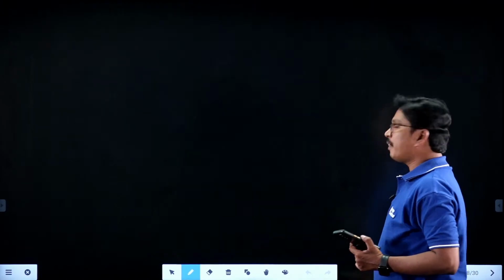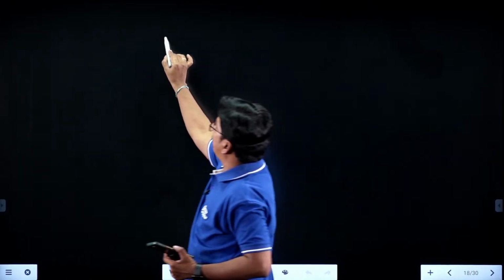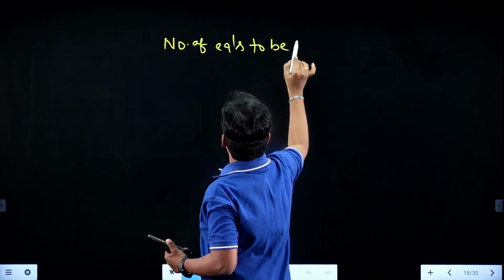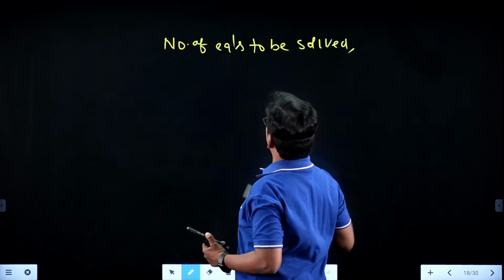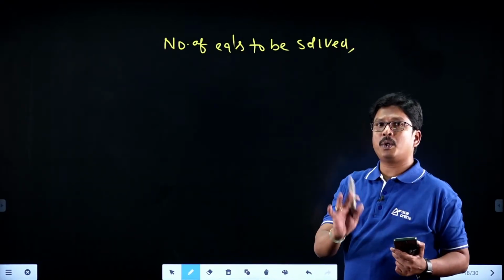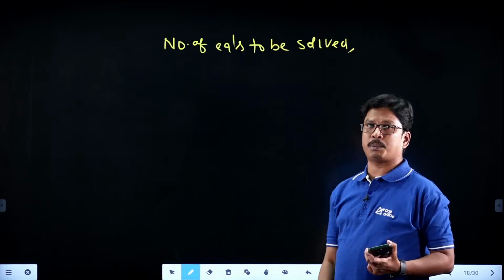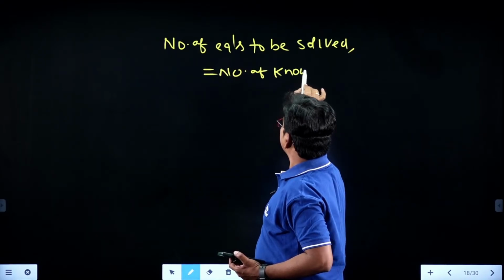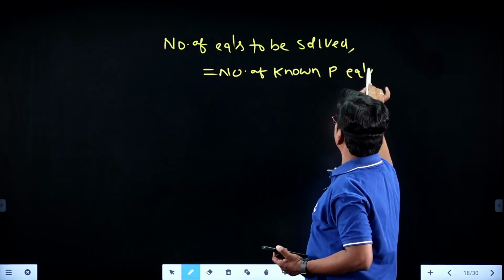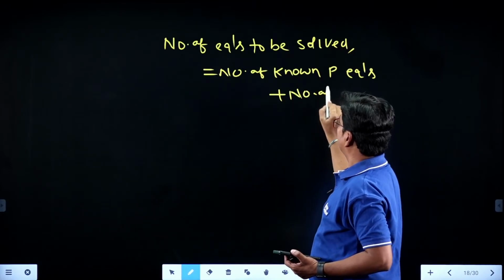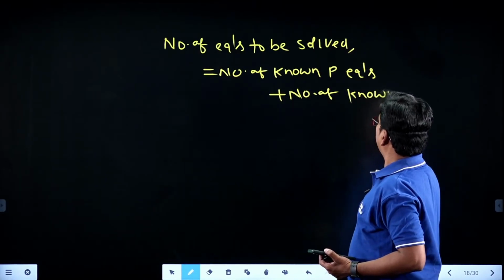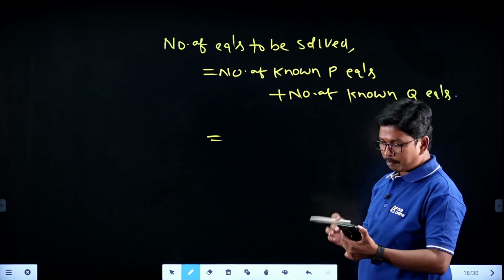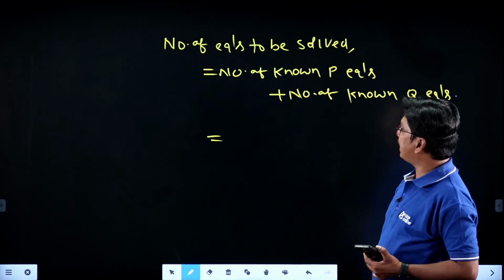Tell me, the number of equations to be solved. How many equations do you have to solve? The number of known active power equations and the number of known reactive power equations. This will be the number of known P equations plus the number of known Q equations. How many P equations will there be?